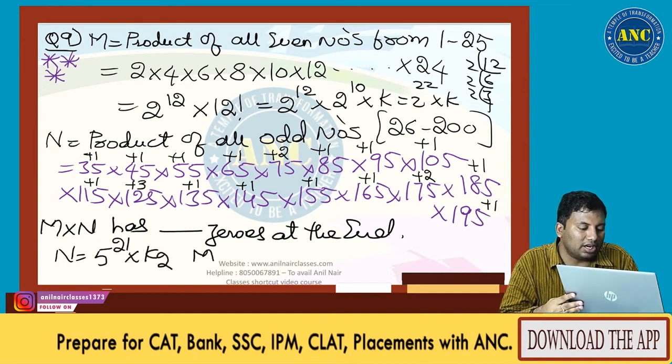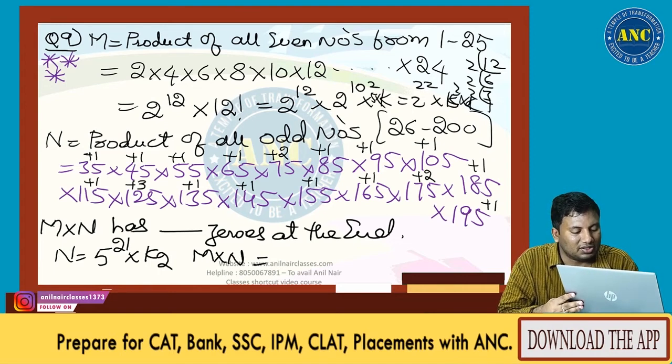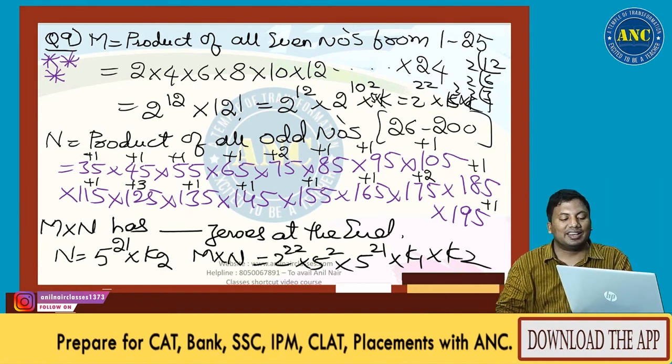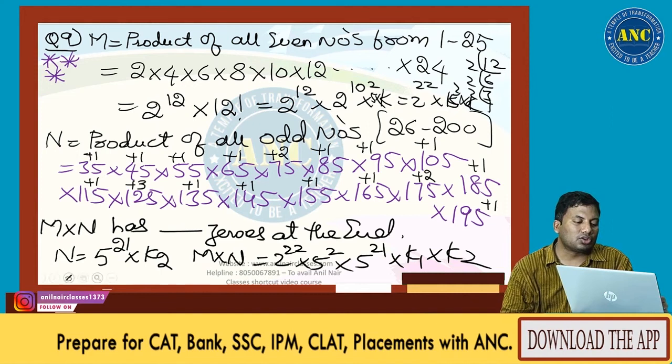So M into N is nothing but 5 also. How much we got? 5 power 2 is there. 5 power 2 into K. So it is nothing but 2 power 22 into 5 power 2 into 5 power 21 into K1 into K2. Now what did you observe? 21 plus 2 is 23. 2 power 22 is less than 5 power 23. So I got the answer as 22.